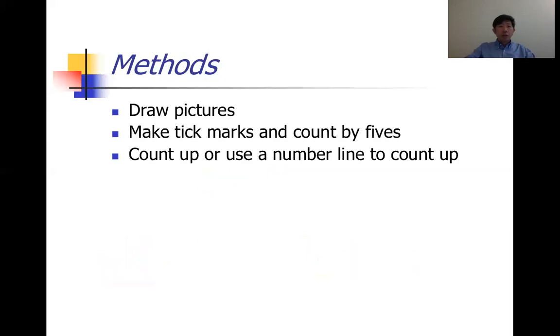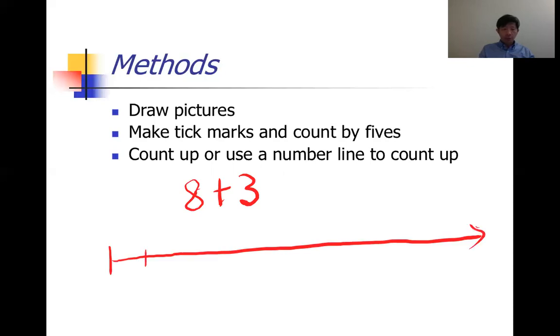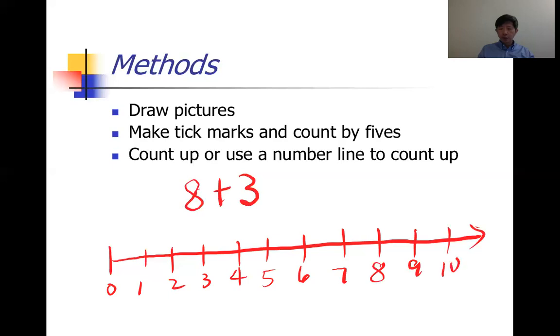And next is count up, or use a number line to count up. So for example, we can take 8 plus 3 on the number line. All right, so a number line like this: 0, 1, 2, 3, 4, 5, 6, 7, 8, 9, 10, 11. Okay. So now 8. What does the 8 mean? 8 means from here, let's say we have a rabbit.